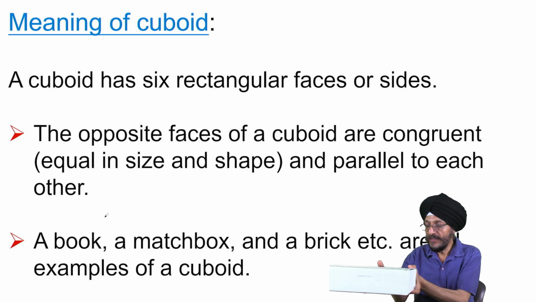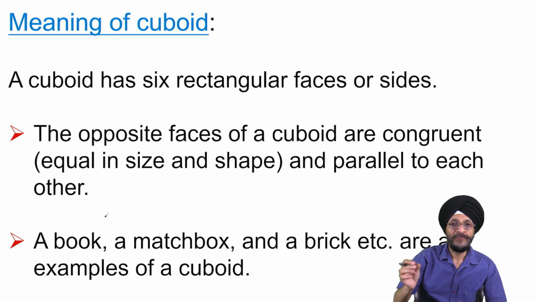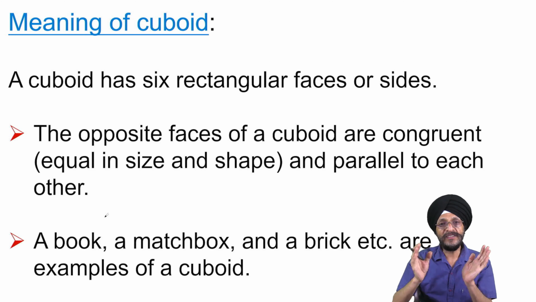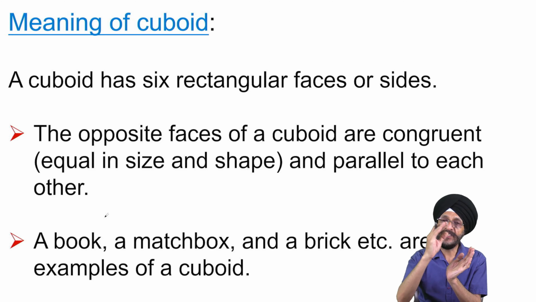Further, the other examples of cuboid are a book, a matchbox, a brick. All these are examples of a cuboid in which there are 6 faces and 2 faces of each of the cuboids are congruent.